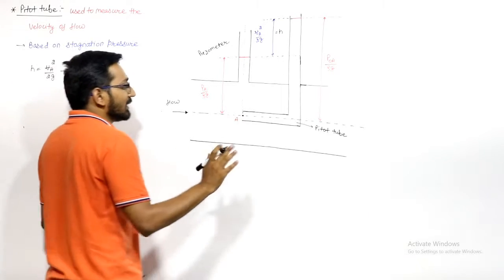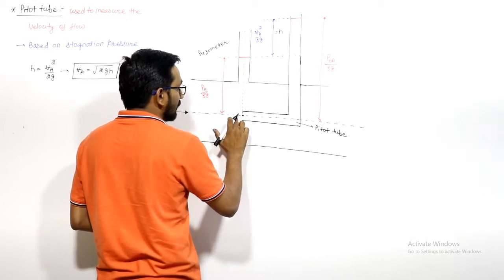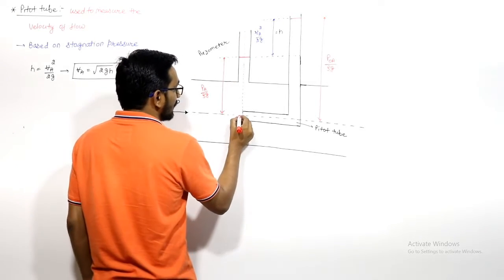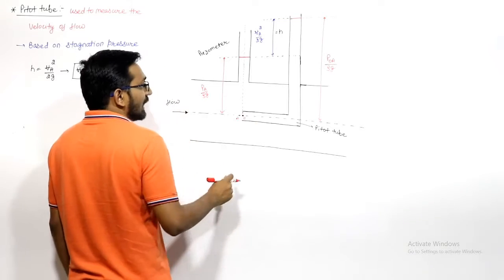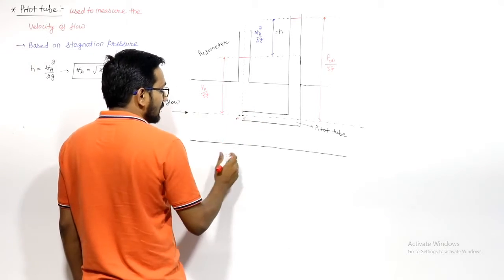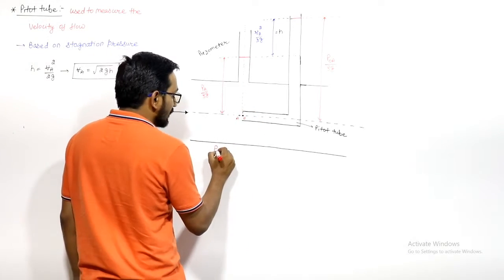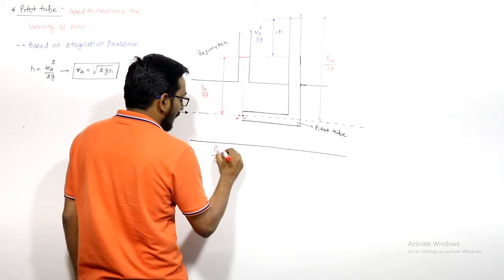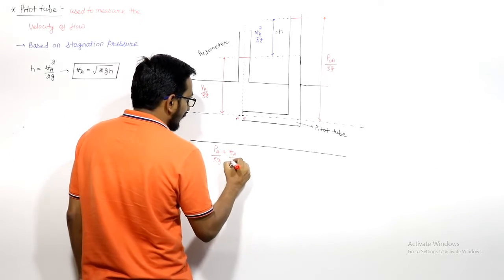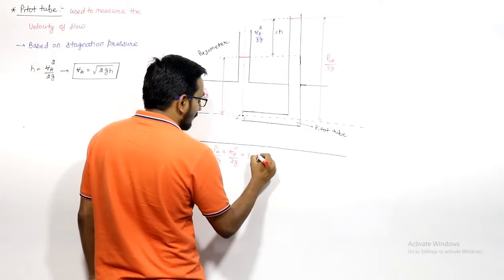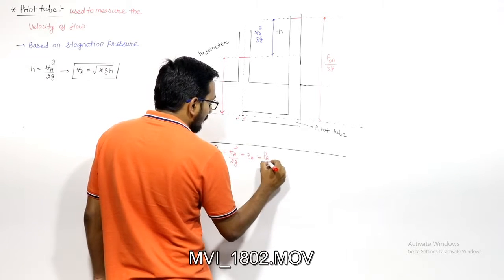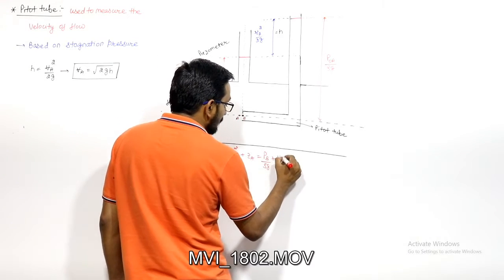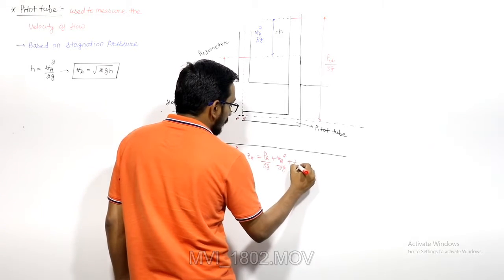You need not be worried how I write this. If you don't want to write like this, you can take 2 points, let us say A and B. A and B are very close, very adjacent to each other, so you can apply the Bernoulli between A and B. Similarly to the stagnation pressure, we say that PA by rho G plus VA square by 2G plus ZA will be equal to PB by rho G plus VB square by 2G plus ZB.